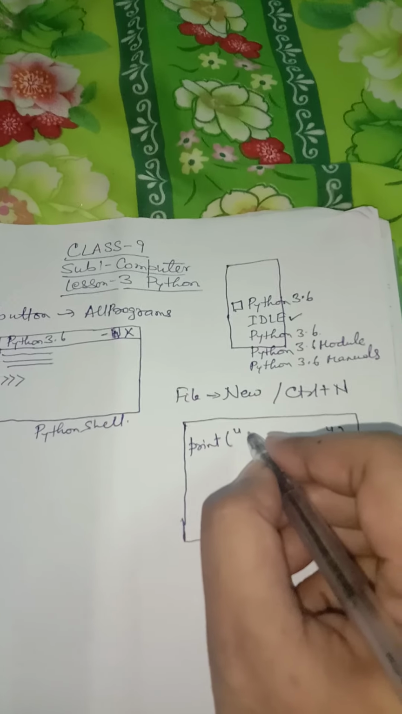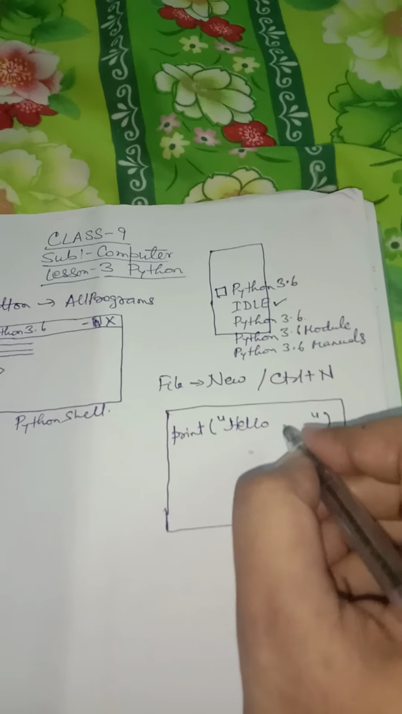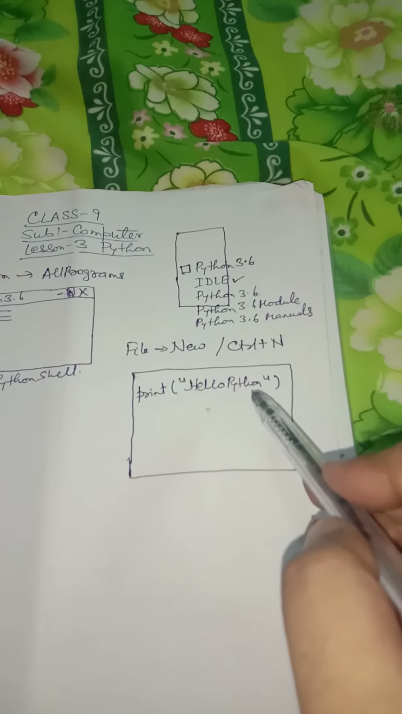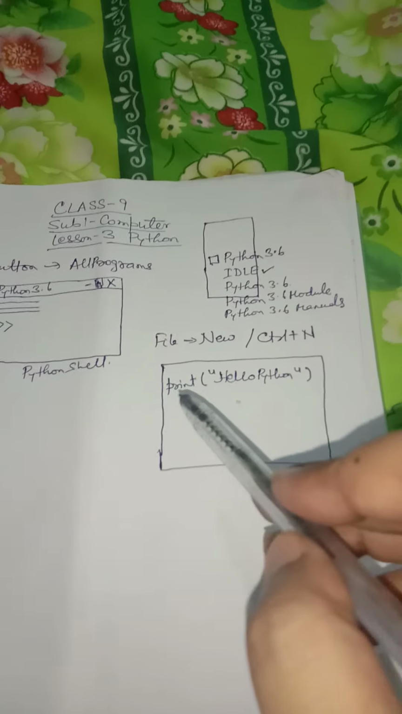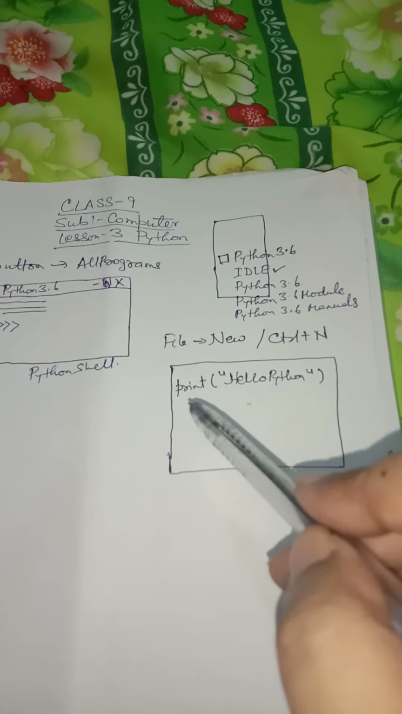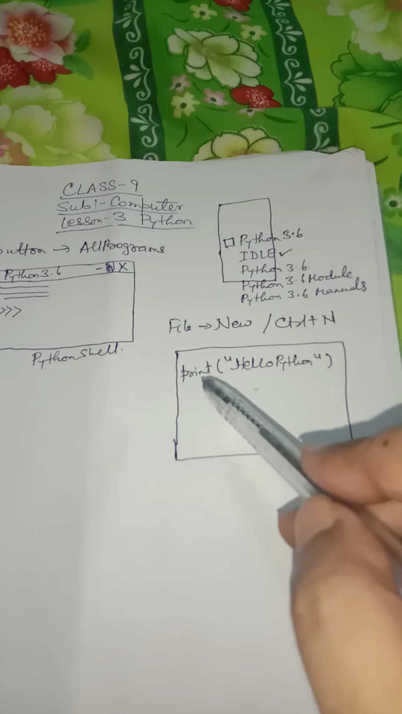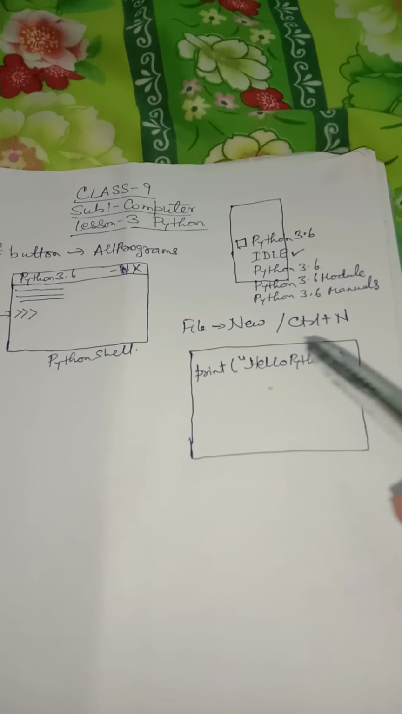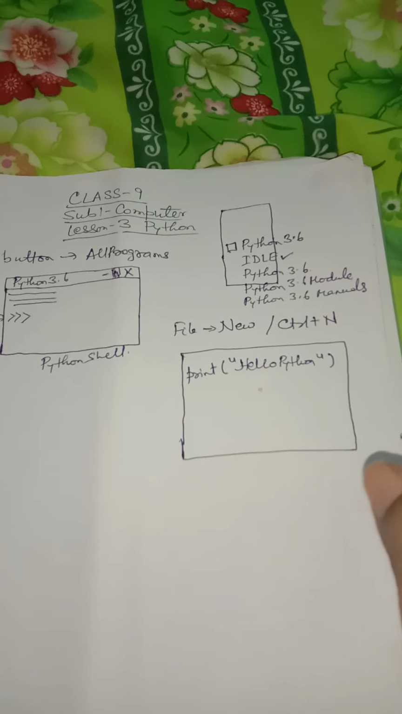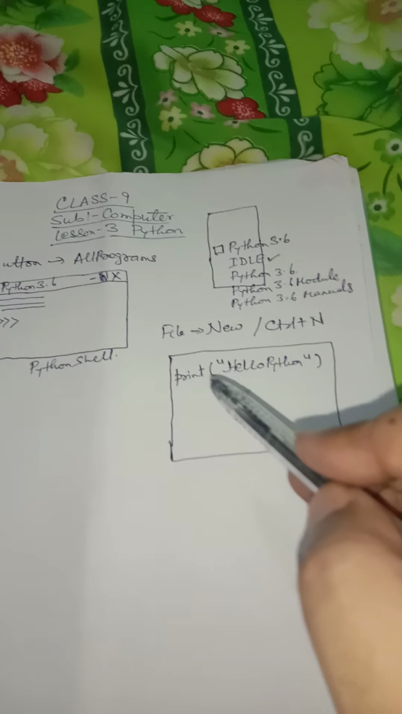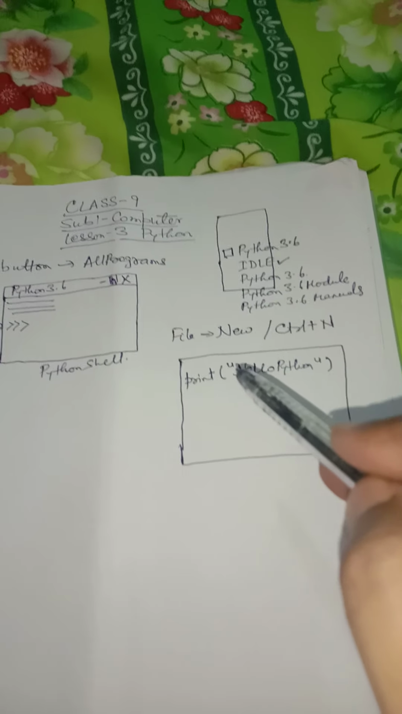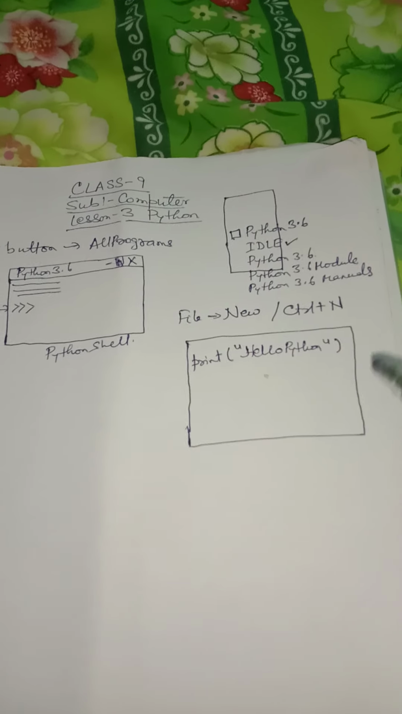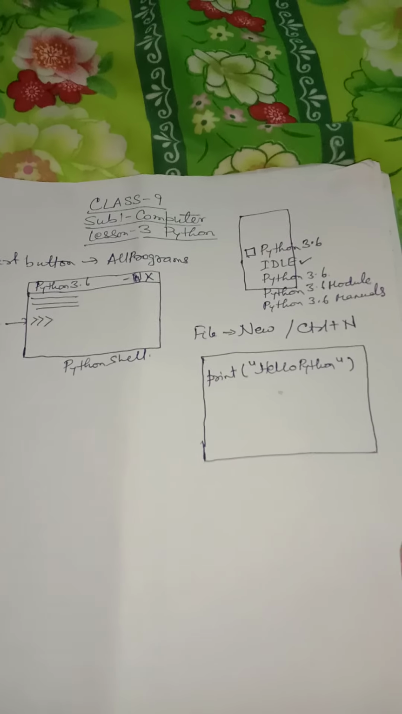Suppose I have written Hello Python. This is the simple message that I want to be printed on the screen. Again, I want you to remember that print is a keyword. It is used whenever we want anything to be printed on the screen, either a message or a variable. If we want to print any message on the screen, we have to put that message inside double quotes, and the double quotes should be inside the brackets. Now we have created a simple program.